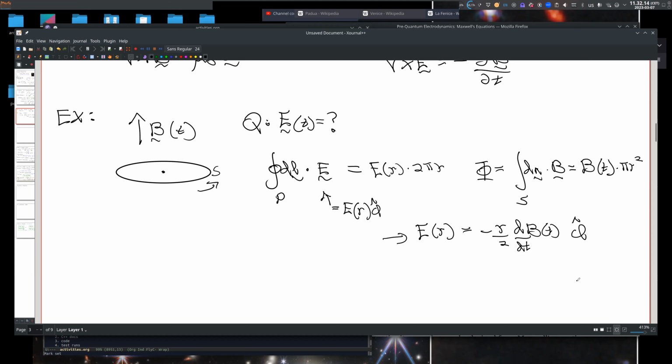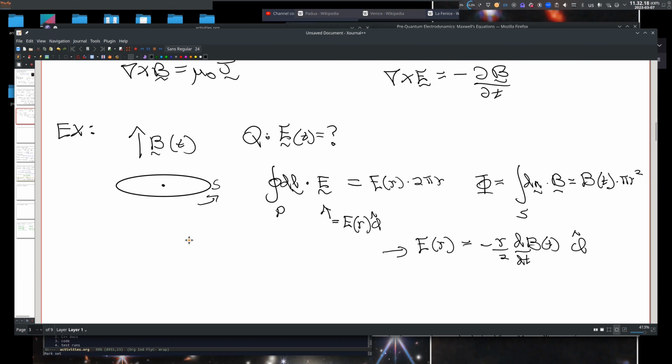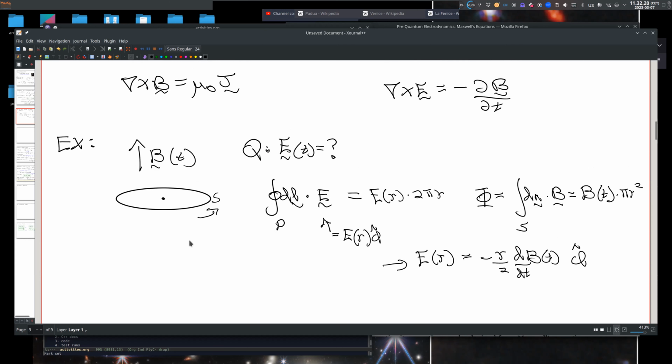Okay, so that's the kind of simple application of this using the same integral tricks that we used when we were using Ampère. Okay, so I've got my ring. I've got the changing magnetic field going through it, therefore a changing magnetic flux going through it. Therefore, there's an induced electric field along this thing. Question?